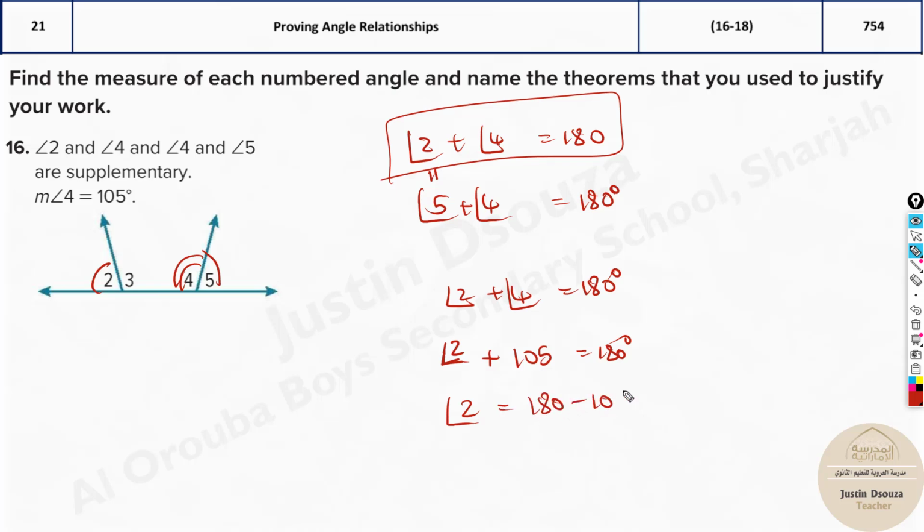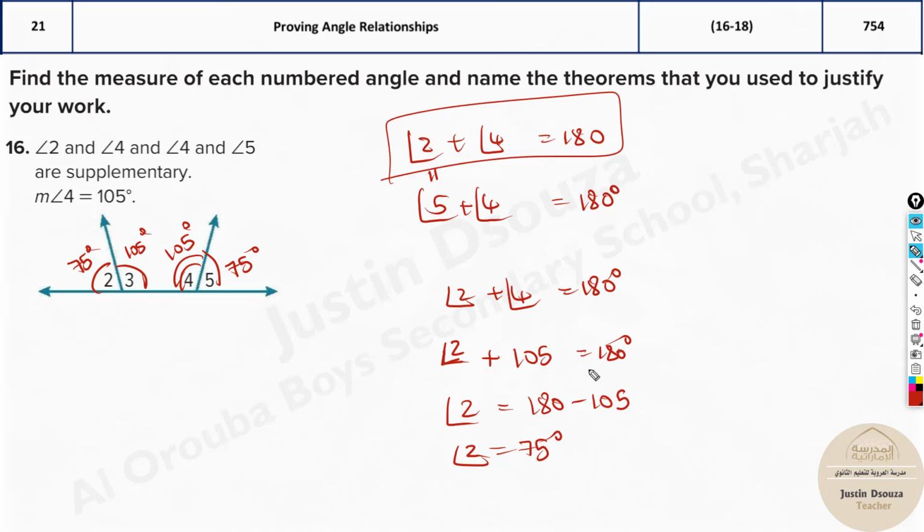180 minus 105, that is 75 degrees. That is the measure of angle 2. If you know that is 75, then this is how much? This is 75 itself. And then we know this is 105. Now if this is 75, this must be again 105 degrees itself. So that is the answers.